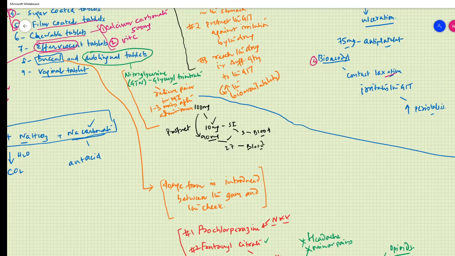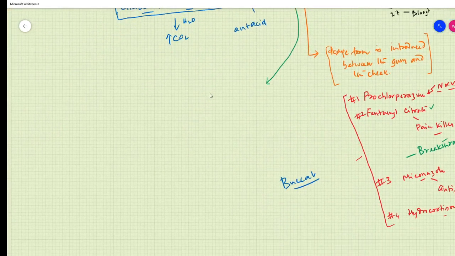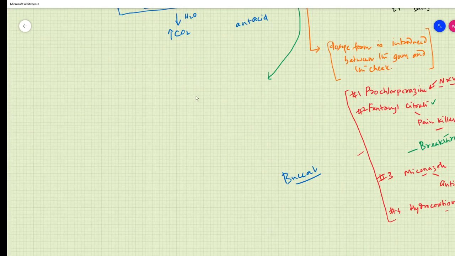So the last one here is vaginal tablets. This vaginal tablet is not an oral route. This is just for information. It is not given by the oral route. This is just for completion of our discussion. We are going to talk about vaginal tablets. Let's give an example and then try to explain. One example would be estradiol. The other would be again progesterone.